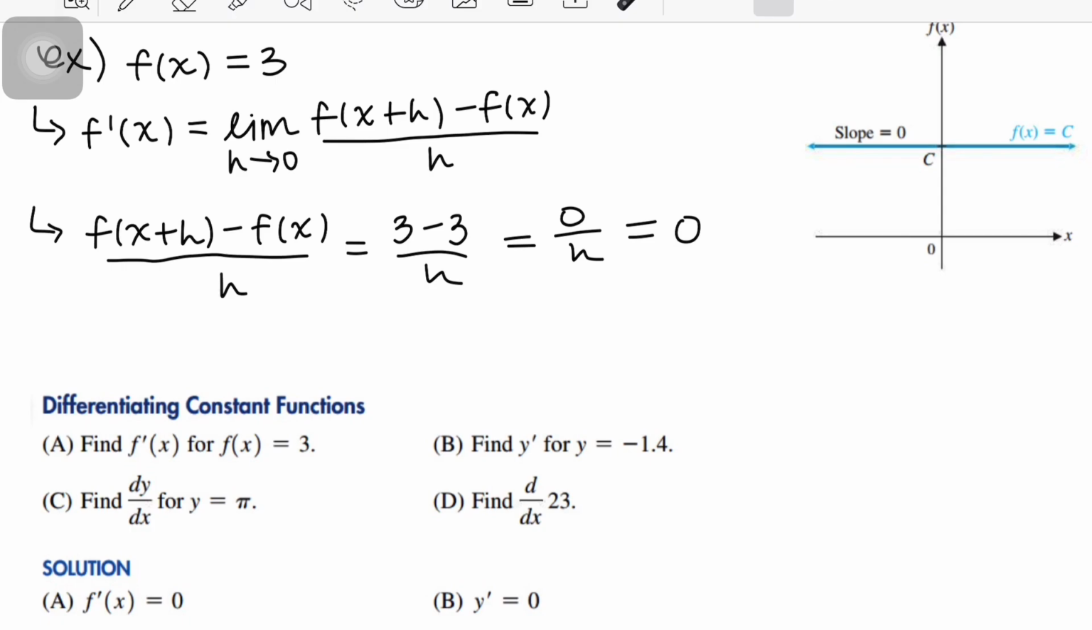And then lastly, if we want to find the derivative of our constant function 23 with respect to x, that'll just be 0. And if you notice, we saw all of our different notations for the derivative in this example. So f prime of x, y prime, dy dx, and the derivative of our function with respect to x. So just make sure that you're comfortable using these different notations.